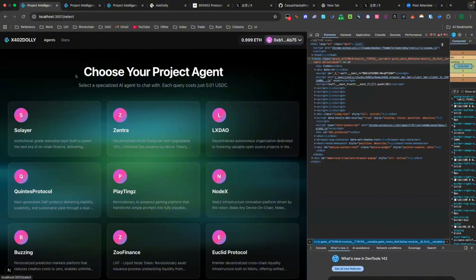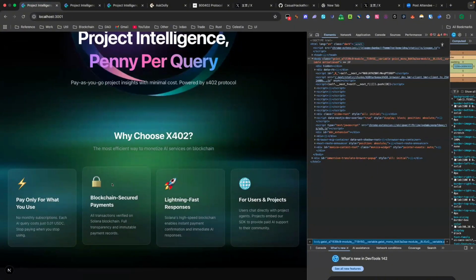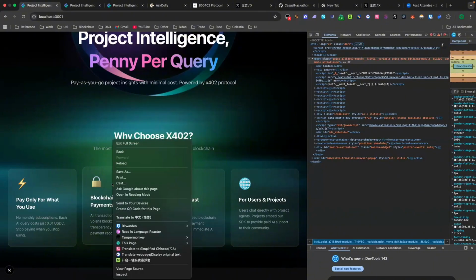I've got a question. In your design, will the user who asks questions always pay for the queries, or should it be those who deploy the agents, or the community behind the agents? I think our fee is very low. So I think maybe some of the users will pay for the agent, but not everyone.